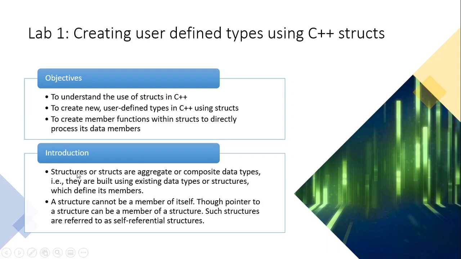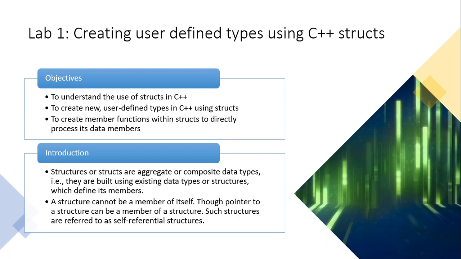Now, a thing or two about structures. A structure cannot be a member of itself. If you are creating a structure, you can create it by aggregating different data types. The types that you combine to create a new structure are called the data members or members of that structure. Now, the member of a structure can be any data type other than the structure itself.